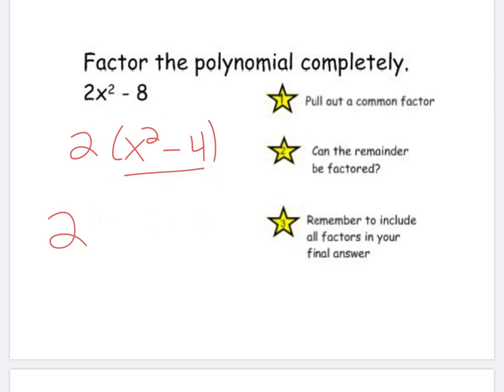So I still have my 2 as a factor, but then if I'm factoring the difference of squares, remember it's the square root of the first term, which is x, plus and minus, so one's plus and one's minus, the square root of the second term, so the square root of 4 is 2, and then I have x minus 2 as well. So that would be my final way of factoring.